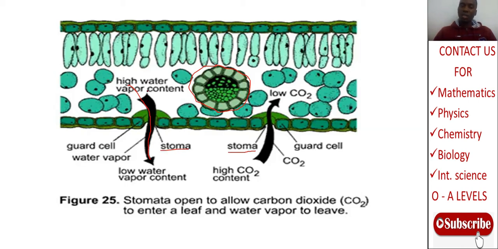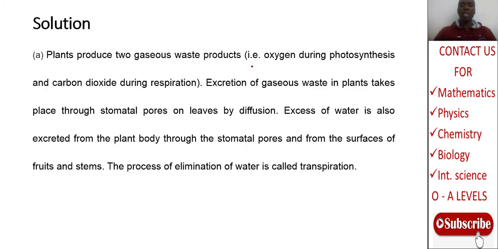So the guard cells know when to open and when to close depending on these concentrations. Okay, so the stomata open to allow carbon dioxide to enter the leaf and water vapor to leave the leaf. Okay, so that is how excretion is done. Let's look at how an answer can be given.